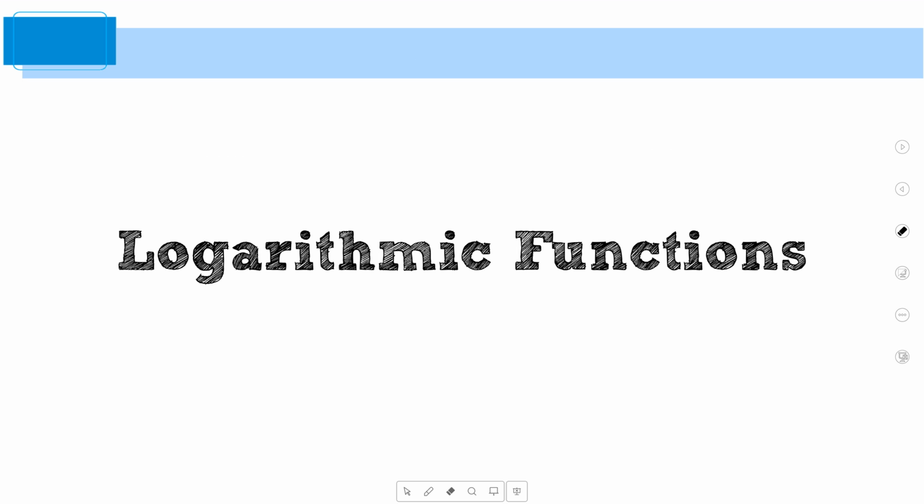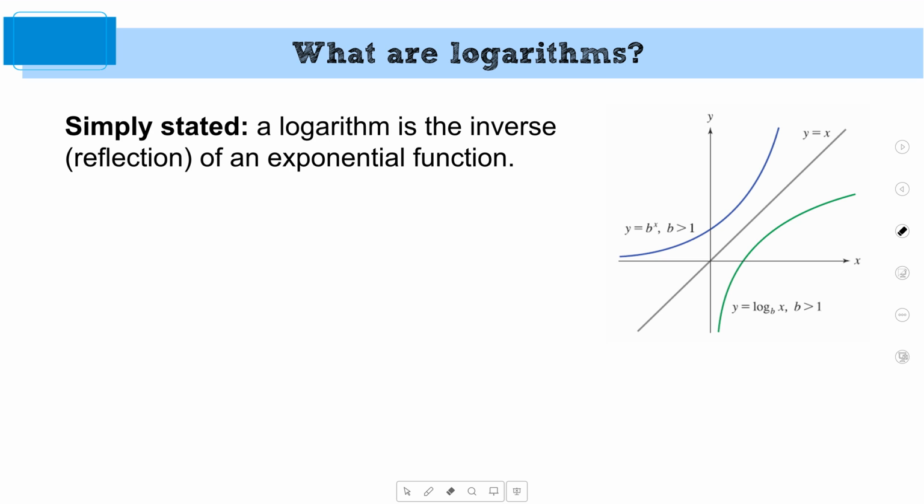We did that. Okay, let's go to logs. We're going to go quickly through logs because you don't like them, I don't like them, but we need to talk about them. The graph of a log is the inverse of an exponential function. So b to the x would have as its inverse the log function base b.